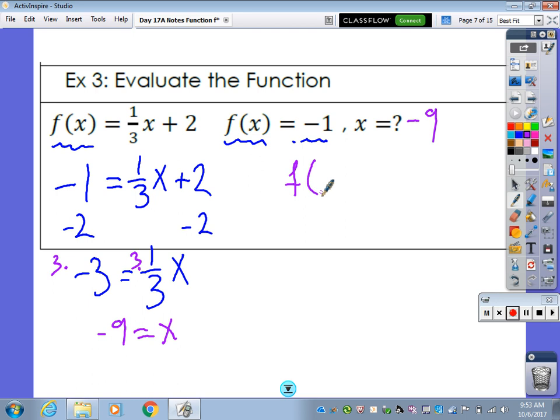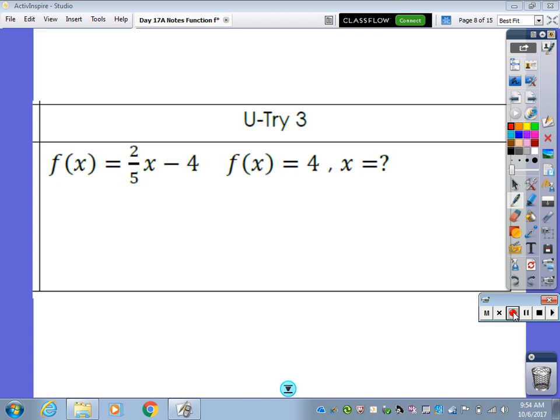I can write f of negative 9 equals negative 1, or I can write negative 9 and negative 1 as an ordered pair. In the function, I have x inside, y next. In the ordered pair, x is first, y is next, just like in the alphabet. Here's your u-try.